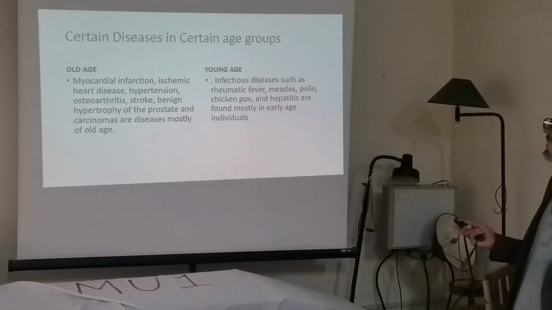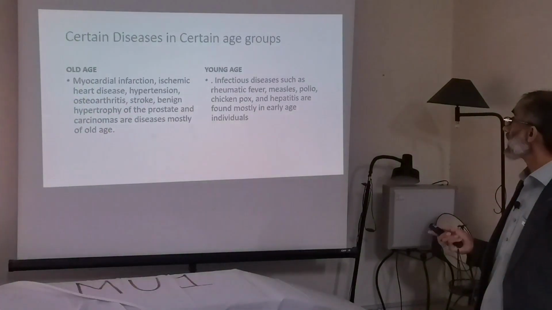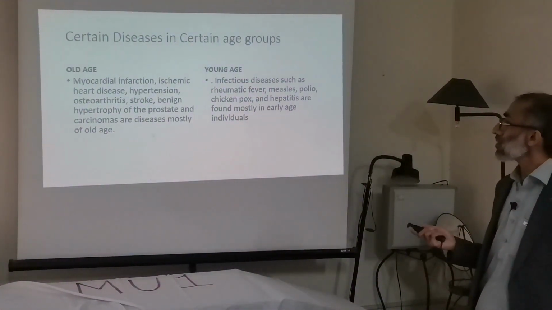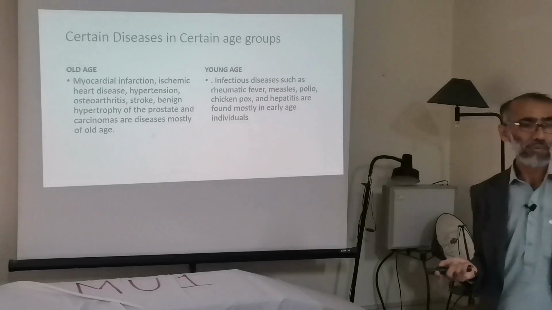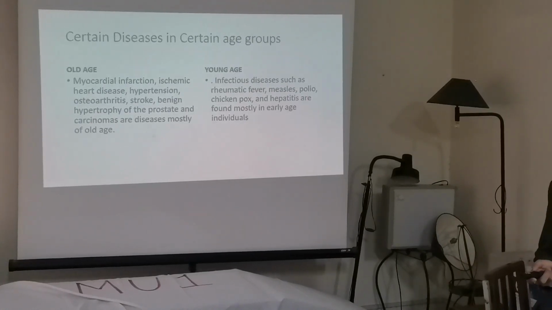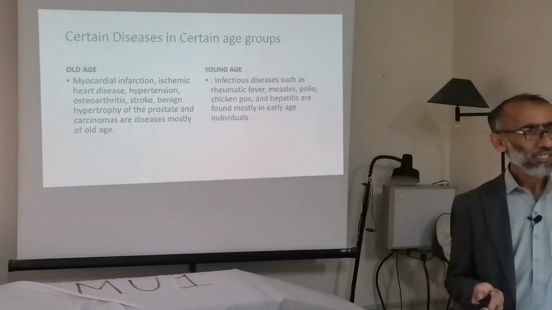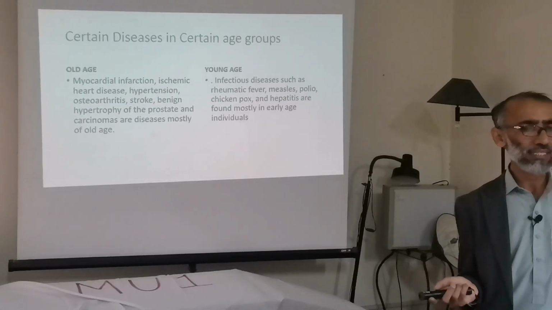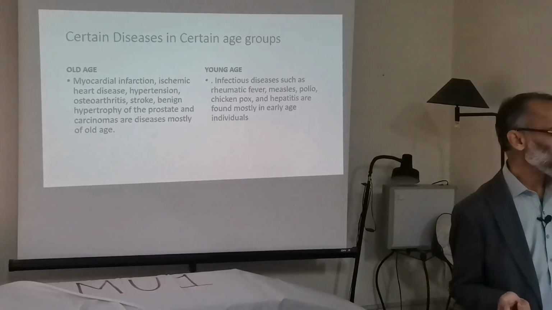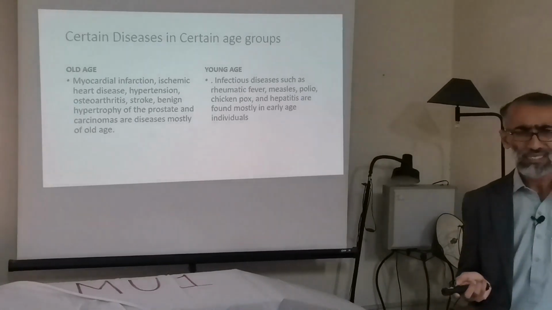Certain diseases occur in certain age groups, for example, I have given here old age and young age. In old age, if the patient presents with chest pain, most probably, first of all, you are going to rule out MI. But in younger kids, most probably you are going to rule out pneumonia or acute bronchitis.